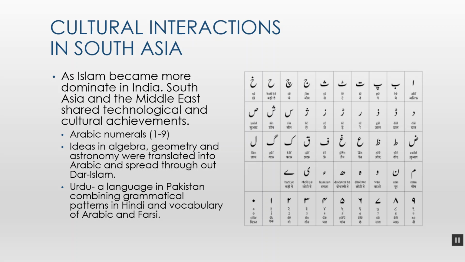So we have things such as the Arabic numerals. We use it today, the whole 1 through 9. That slowly got spread through Dar al-Islam. That happened in the Gupta Empire in India. And then it got spread, and even today in English, we use the Arabic numeral system, right? Ideas of algebra, geometry, astronomy were translated into Arabic and spread throughout Dar al-Islam. So we have writings and ideas from India now going into Islamic books in Arabic.